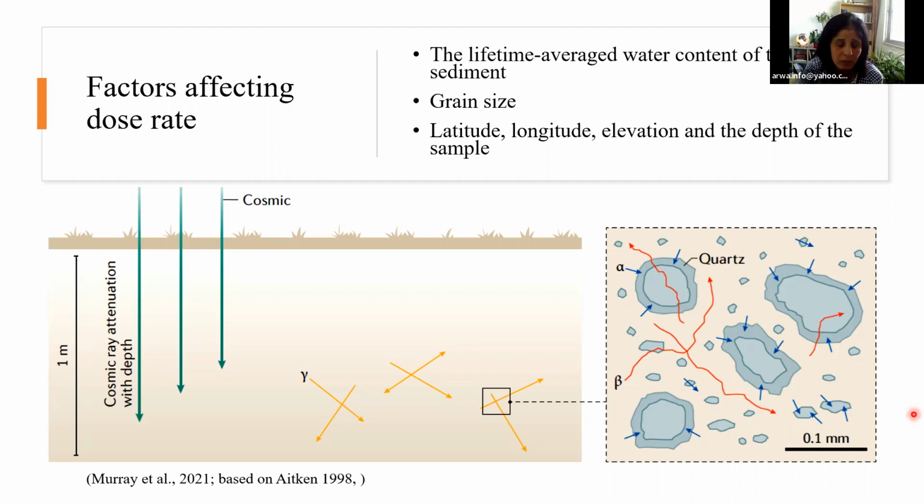And we usually measure 3 radionuclides: thorium 232, uranium 238, and potassium 40. The water content in the sediment also affects the dose rate, because water can absorb the energy emitted from the radionuclides. Therefore, it reduces the effective dose rate into the sample.